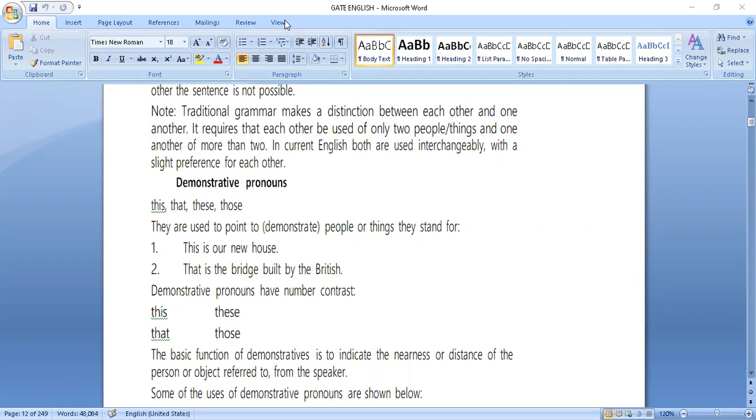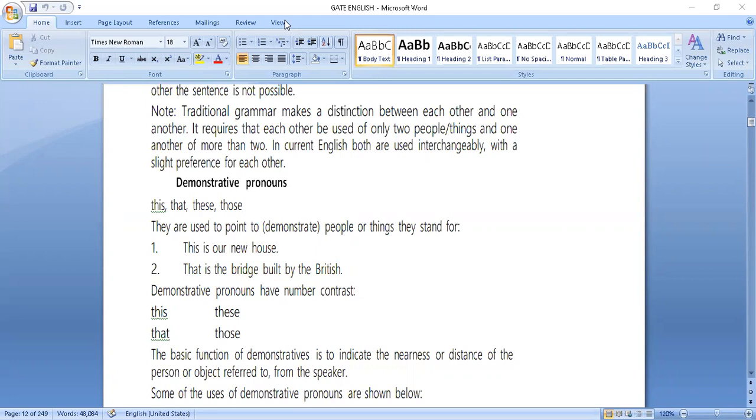In that case, what do we use? Those. We use those when it is something away. Can you give me any example of those?